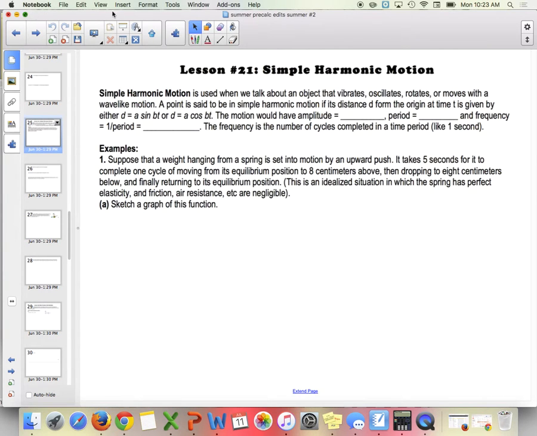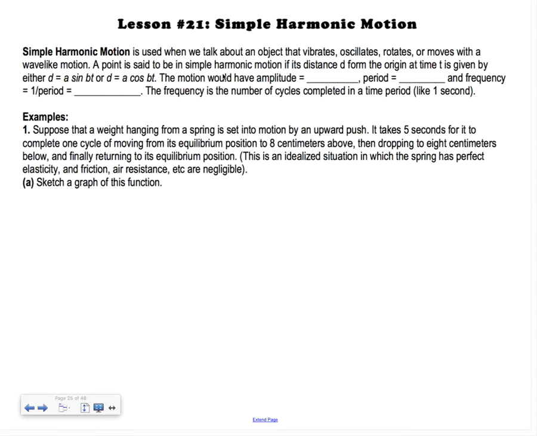Lesson 21 is on simple harmonic motion. Now this is just kind of a continuation of the skills that you learn in graphing sine and cosine. There's a lot of things that vibrate, oscillate, rotate, or move with what we call a wave-like motion. So this would be using a sinusoidal function, using a sine function.